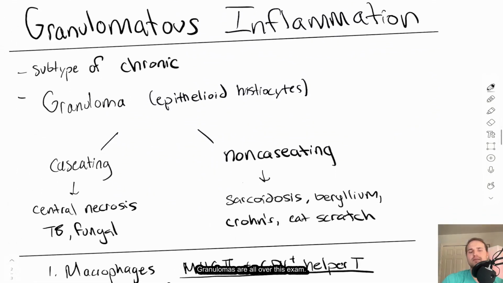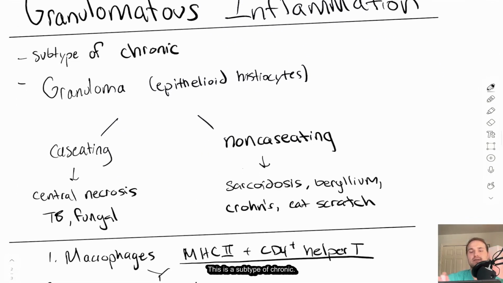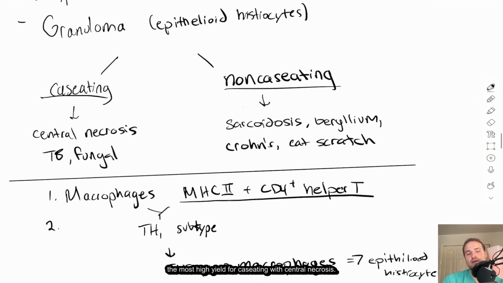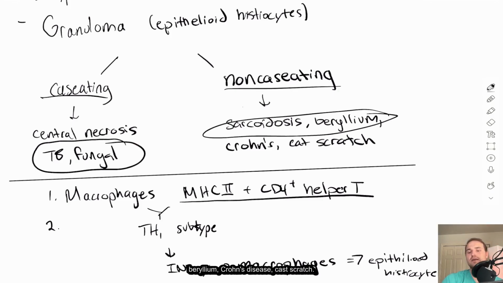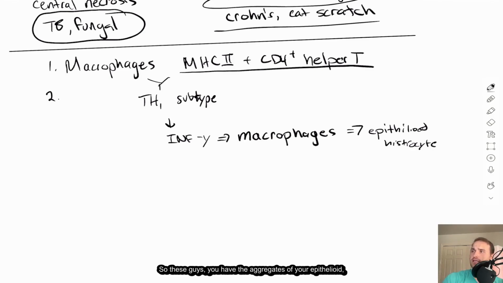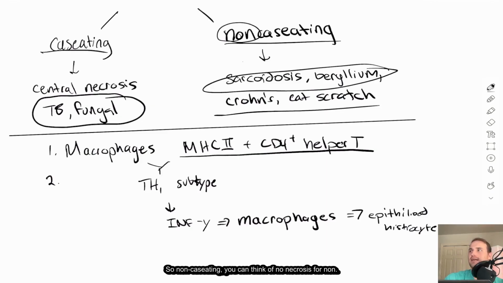Granulomas are all over this exam. This is a subtype of chronic inflammation. There are two types to think about, caseating and non-caseating. The most high yield for caseating, with central necrosis, is going to be your TB and fungal infections. For non-caseating, think sarcoidosis, beryllium, Crohn's disease, cat scratch. These guys have aggregates of your epithelioid histiocytes and giant cells. For non-caseating, you can think of no necrosis for non.